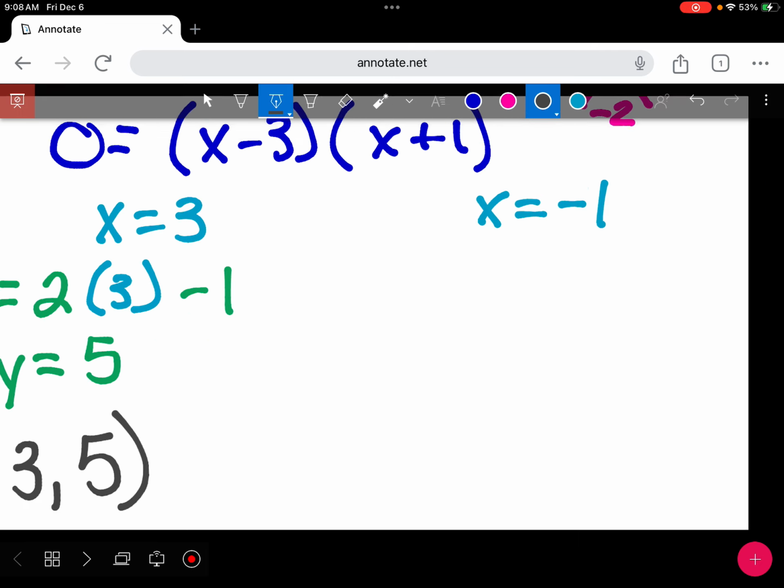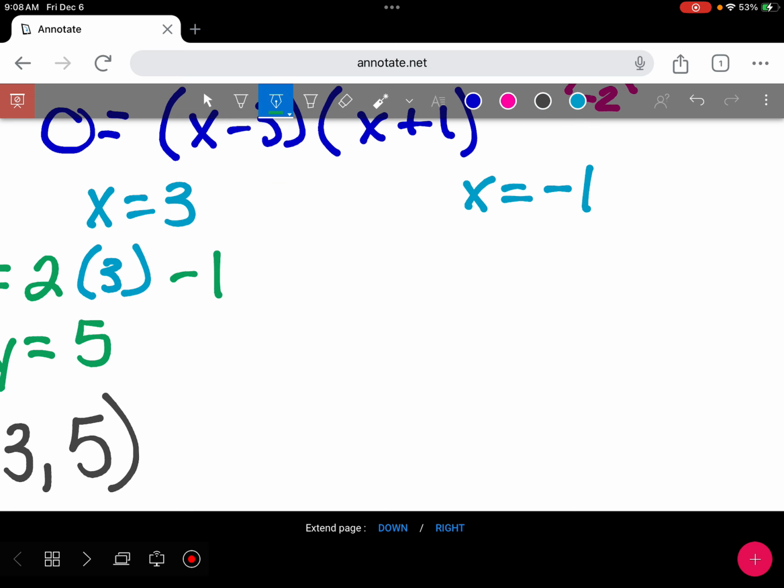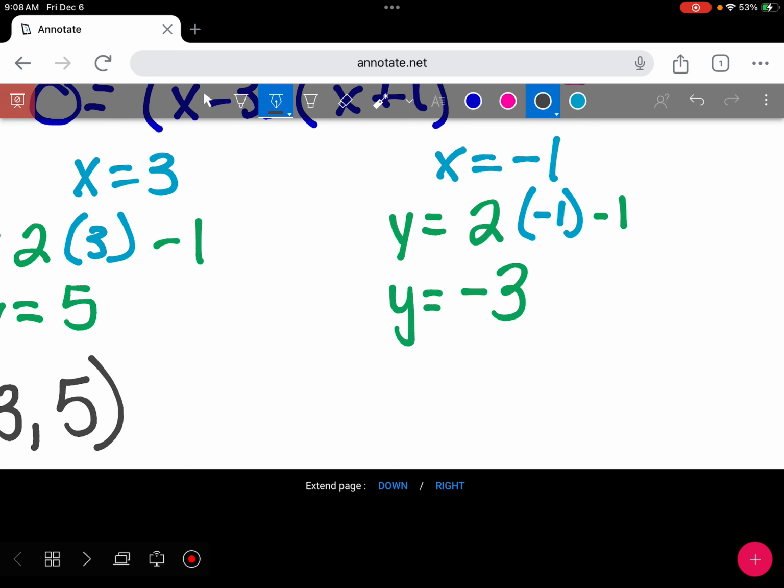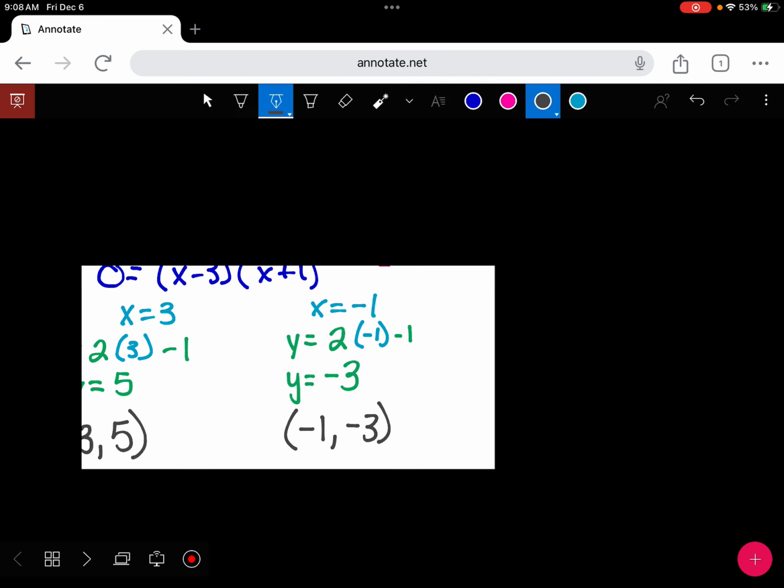We've got to do the same thing for the other x value. You can use the same y equals equation. You can use the other y equals equation. It genuinely does not matter. I'm going to use the same one just because it's easier. Y equals 2 times my x of negative 1 minus 1. So what does my y equal? What is 2 times negative 1 and then minus 1? Negative 3. So our other solution is the point negative 1, negative 3.